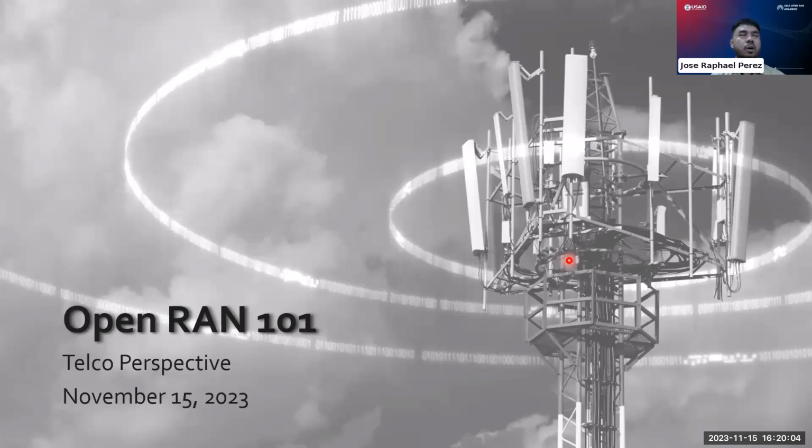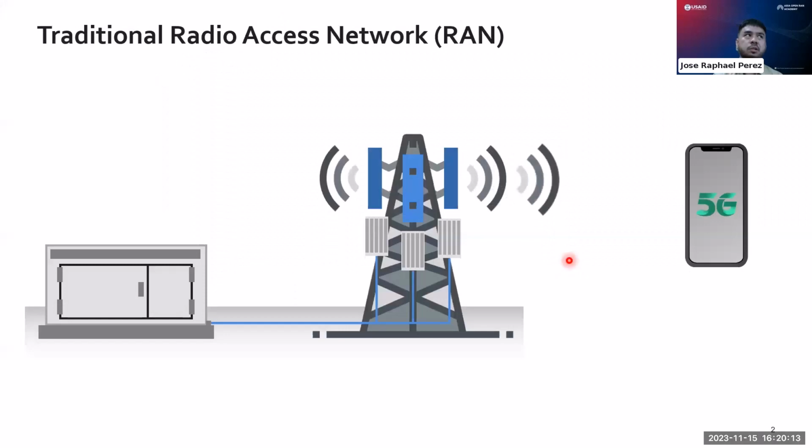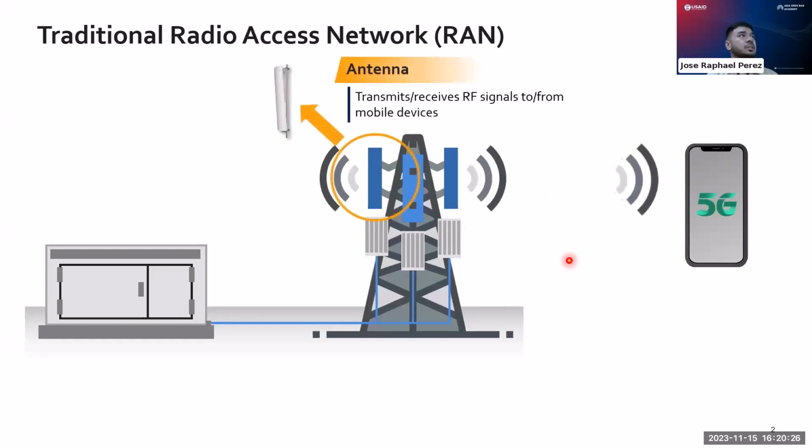To discuss the components of our traditional RAN, we have three key components. Here is a sample high-level diagram to depict the traditional RAN. We have the antenna, which is responsible for transmitting or receiving the RF signals to our handsets or devices.